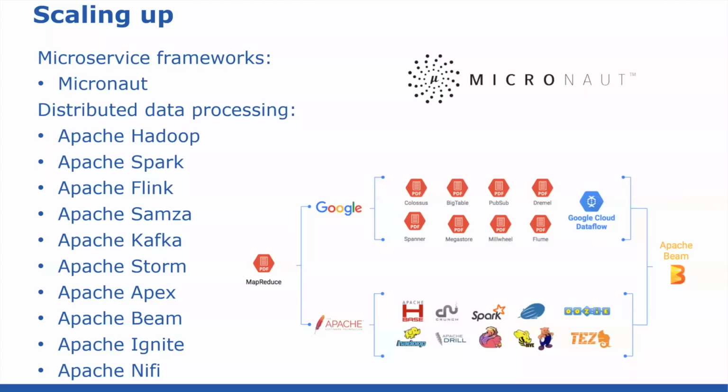Just looking at the Apache stuff on the left-hand side, there's Hadoop, Spark, Flink, Samza, Kafka, Storm, Apex, Beam, Ignite, Nifi. They're just some of the big data, distributed data processing libraries in Apache, and there's a whole bunch outside Apache as well. Some of them are for batch processing, some are for streams, some are for generic interfaces above all of the others.